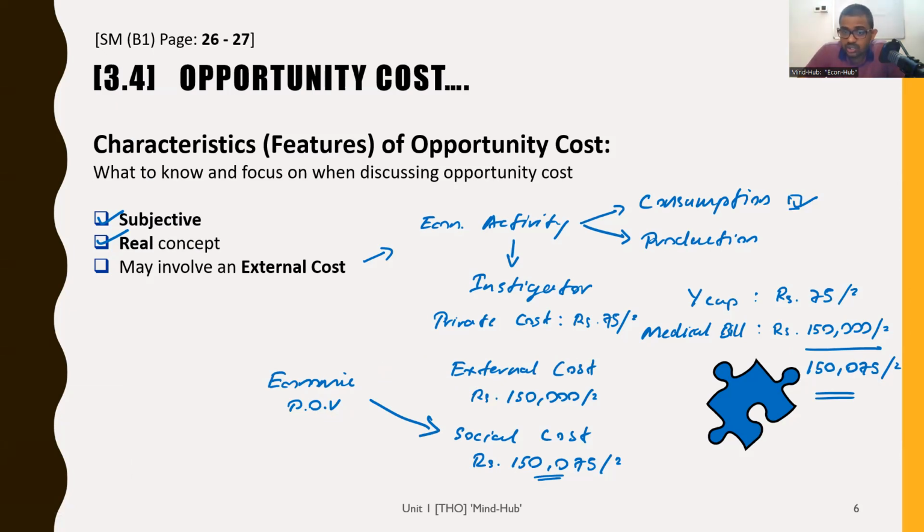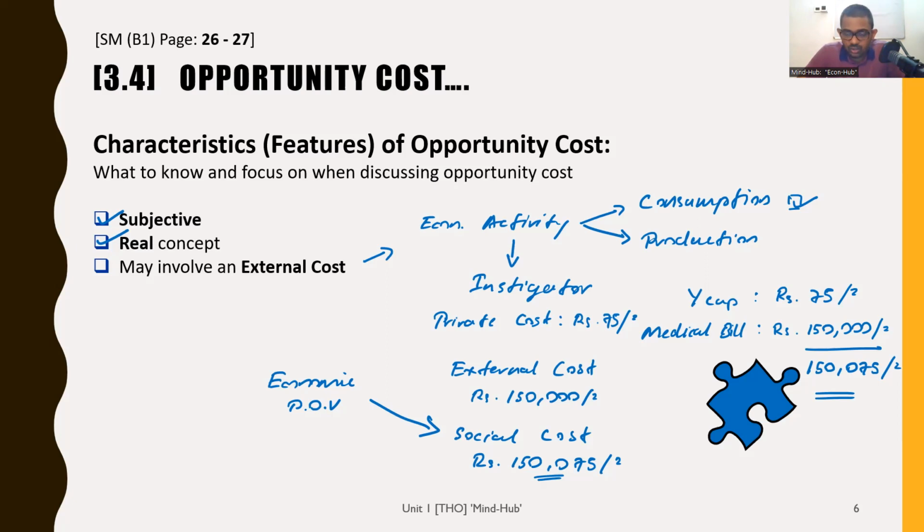Now, why does the social cost include the 75 also? Because the person who bought the cup of yogurt is also a member of the society. So the cost they incur has to be there. But not only that, because of their consumption activity, if there is a cost or a benefit for the society, include that as well. So that's why we say it may include external cost.